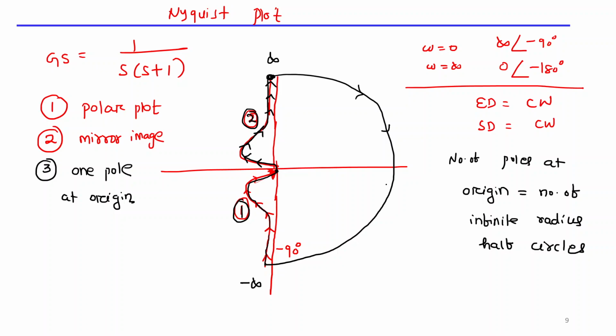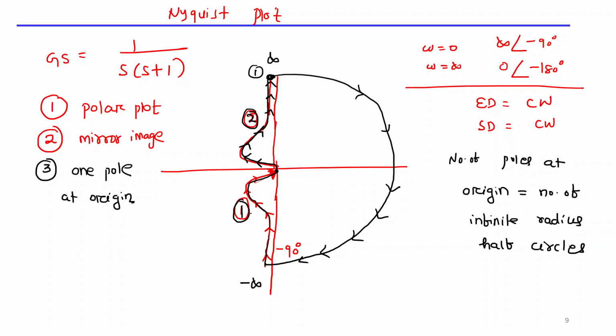So now this is your complete Nyquist plot. You got my point, sir? Yes, sir. Clear. This is a complete Nyquist plot. So there are three steps. One, you have to draw the polar plot. Next, you take the mirror image and reach the same point. Then if there is a pole at origin, that means number of infinite radius half circles.